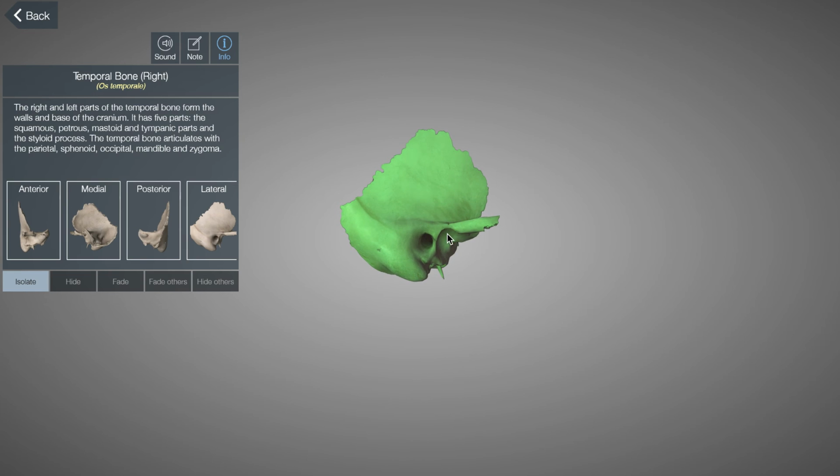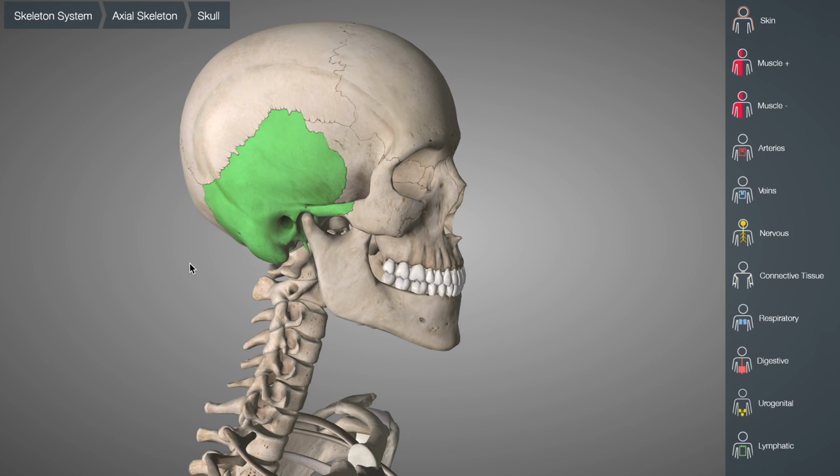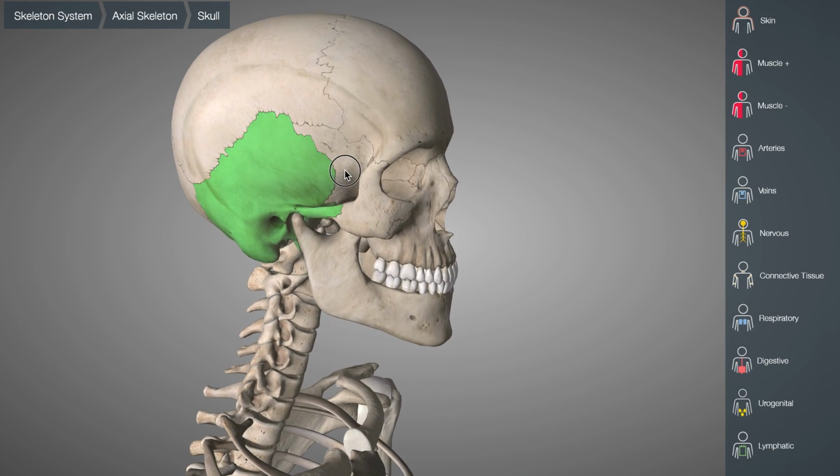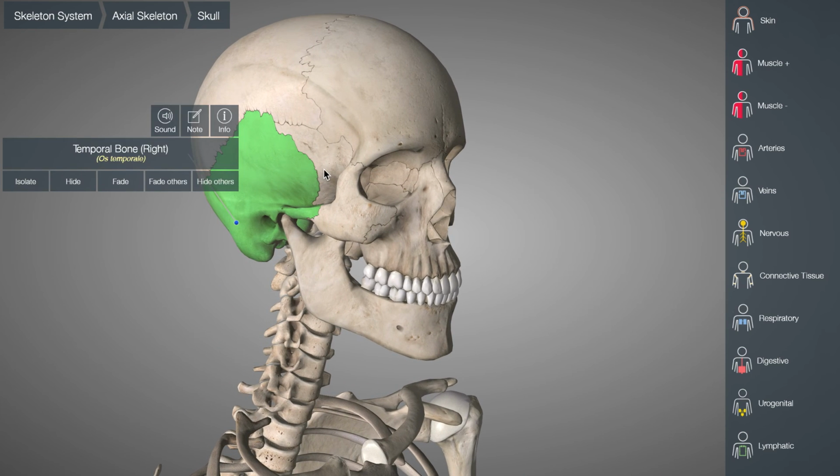We also have this right over here, so let me unisolate it. That's where the mandible or the dentary sort of fits in. We call that the mandibular fossa. Okay. So that would be the major features of that bone.